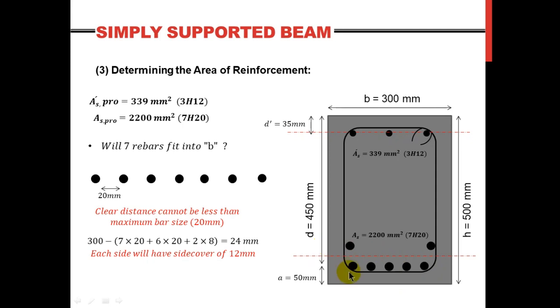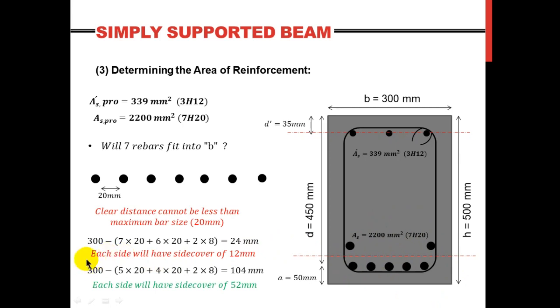So instead of putting one layer of reinforcement, I'm going to put 2 layers of reinforcement. So I'm going to rearrange this. I'm going to put 5 rebars at the very bottom, the first layer, and for the second layer, I'm going to put just 2 rebars. I'm not changing the number of rebars. I'm only rearranging my rebars such that they can occupy the space without causing any troubles later on.